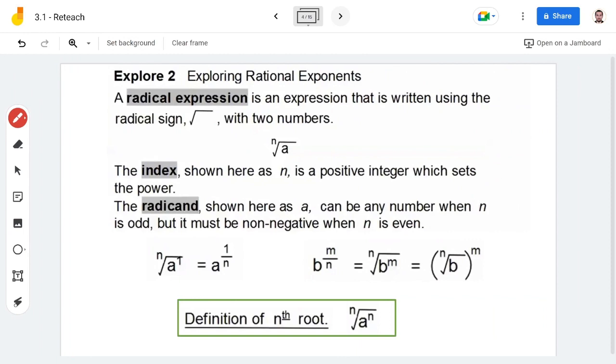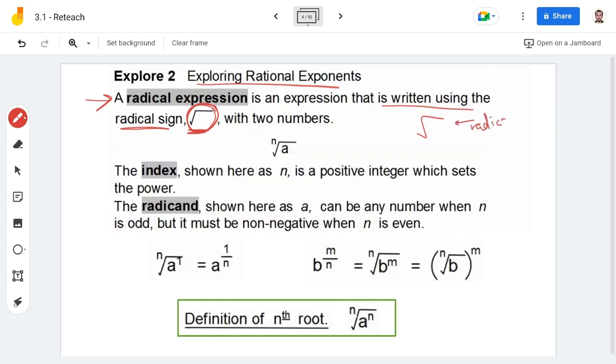Now, let's explore the rational exponent, or the radical. Read here: a radical expression is an expression that is written using the radical sign. So we can say this is the square root of something, but the square root we also call a radical. So this one means the radical.